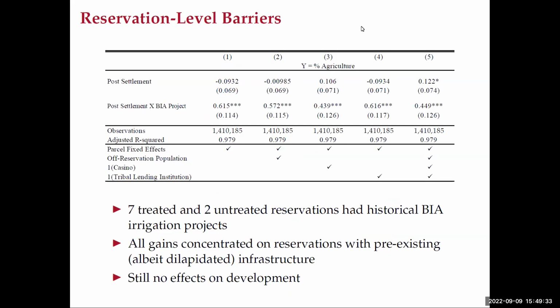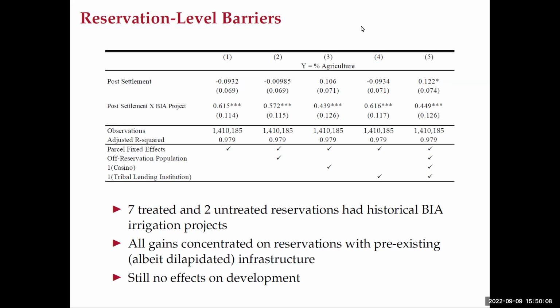Some reservations at some point in time received money from the Bureau of Indian Affairs to build, sometimes in conjunction with, but often independent of the Bureau of Reclamation, reclamation projects. All the big dams and things you see in the West, there's some of those on reservations. Those tribes that already had that infrastructure in place when they settled are the only ones, compared to the other tribes, who saw increases in agriculture.